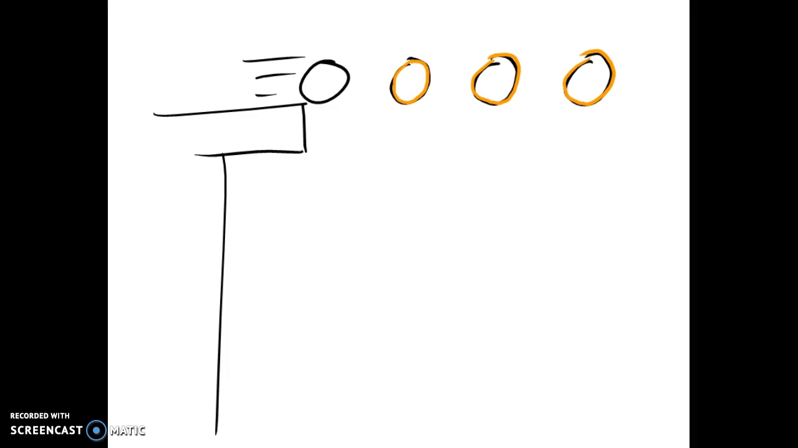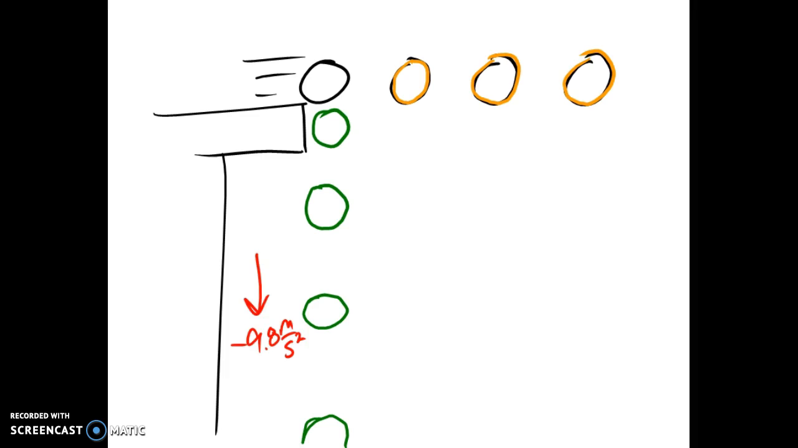Suppose that we have this object and it's not moving horizontally and it's just in free fall. Then that object would increase its displacement as time went by, and we would see this pattern for accelerated motion that we're used to. The object would accelerate downward at minus 9.8 meters per second squared.